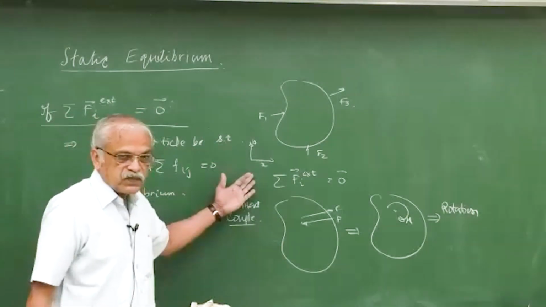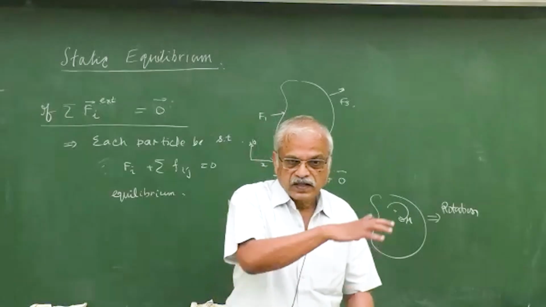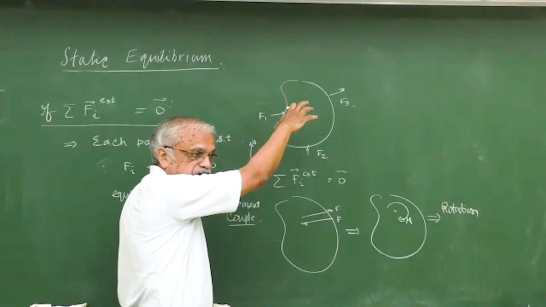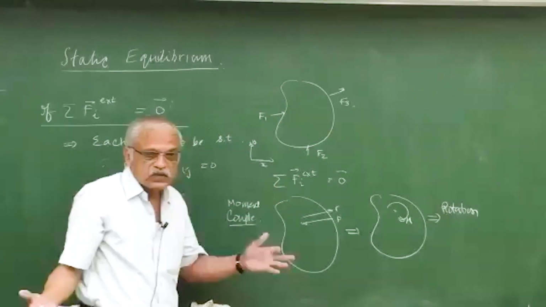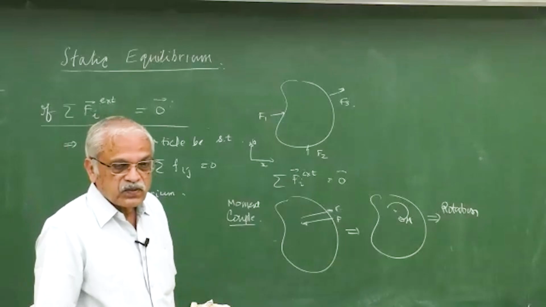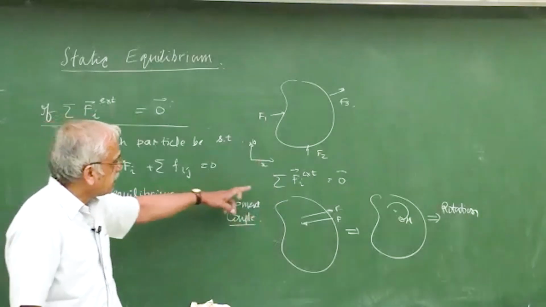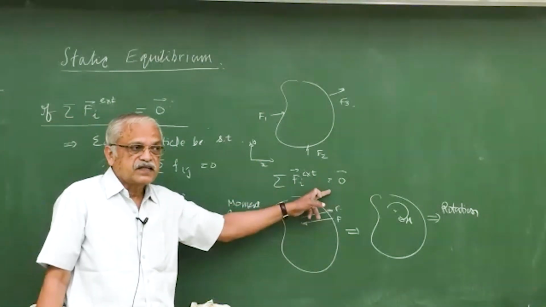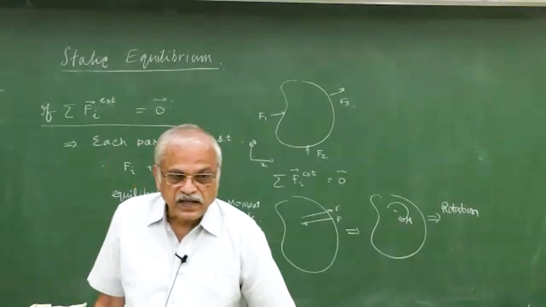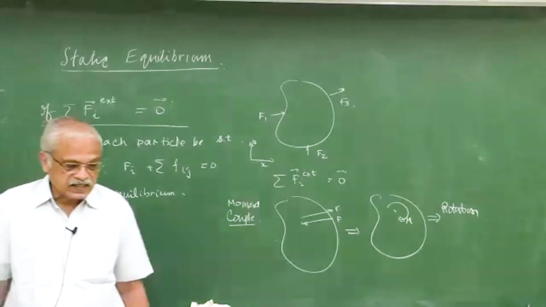Here, if you look at a two-dimensional body, the body has 3 degrees of freedom. One is a translation in the x direction. Second, it can translate freely in the y direction. The third motion is a rotation. So you have 3 degrees of freedom, but how many equations will this give? In 2D, it will give only 2 scalar equations. So we need one more equation. Where will we get it from?